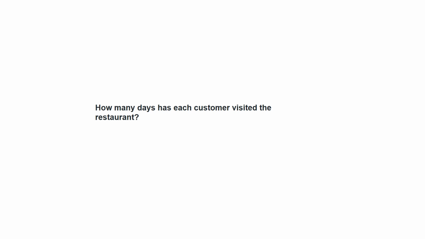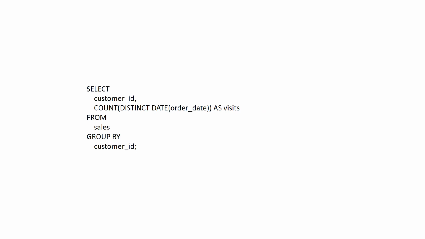Okay, so this is the answer of the question. Now I am going to explain the query line by line. Here it will select the customer ID and the count of unique dates on which they made a purchase from the sales table. And it groups the result by customer ID. It is given at the last line of the query.